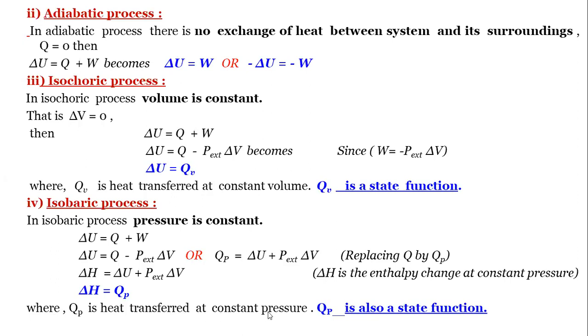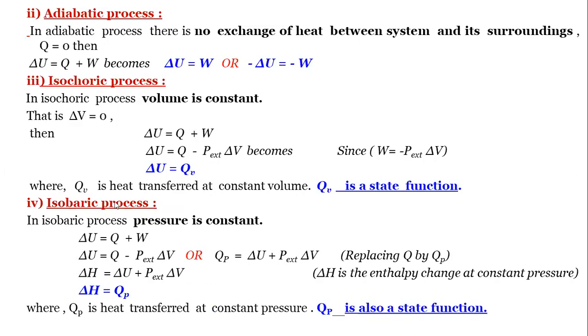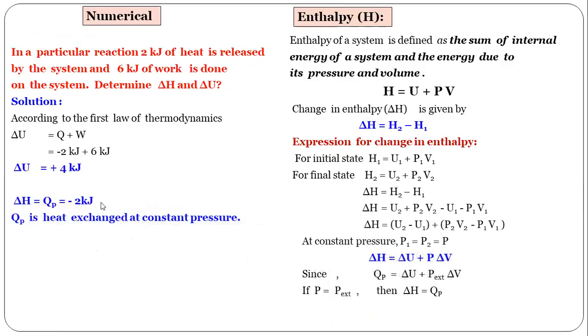Where QP is the heat transfer. This is also explained. So out of isothermal, adiabatic, isochoric, and isobaric, any two processes or any one process can be asked for the examination. Make a very important mark there in your textbook or in your notes. Then one simple numerical we will discuss, and the next part, enthalpy, we will start.